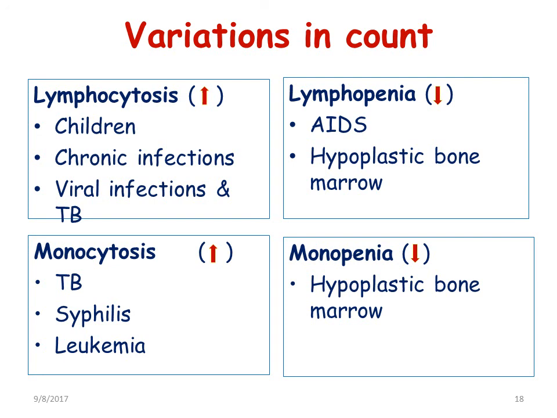Monocytosis, when the monocyte count increases above the normal, and monopenia is when it decreases very low. Monocytosis examples are tuberculosis, syphilis, leukemia. Monopenia is found in hypoplastic bone marrow.